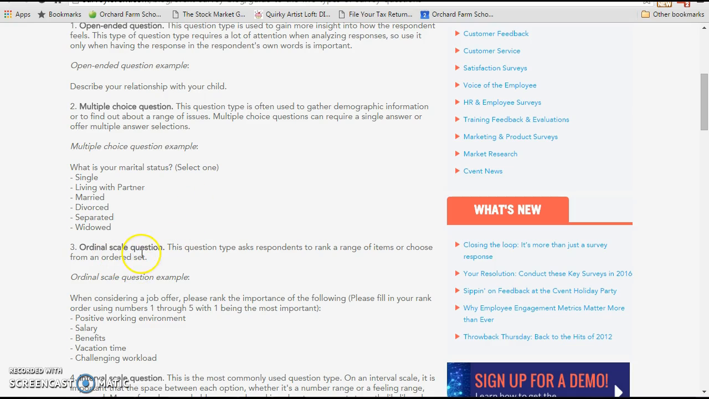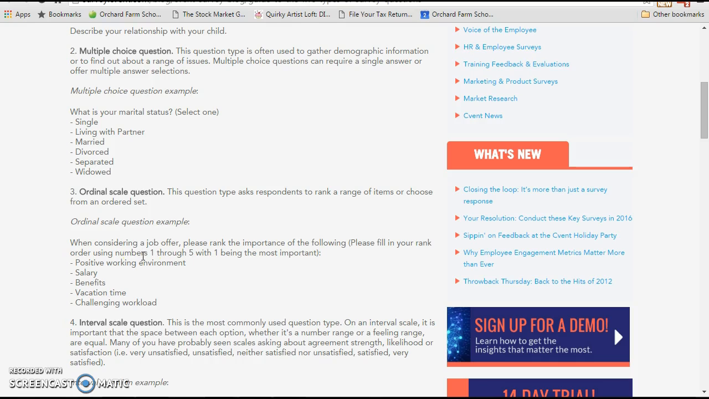Next one, the ordinal scale question. This one asks people to rank a range of items. This is very underused, but it's a great type of question. You could tell people, which do you think is most important? Right? And this one says, when considering a job offer, please rank the importance of the following. Please fill in your rank order numbers using 1 through 5, with 1 being the most important, right? So then my choices are positive work environment, salary, benefits, vacation time, or challenging workload.